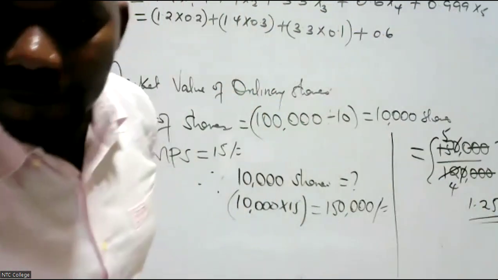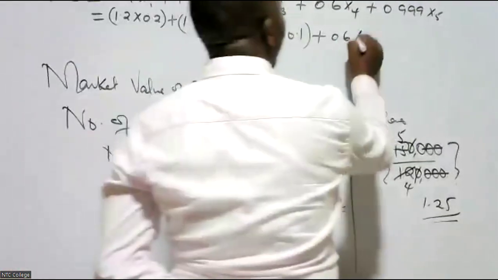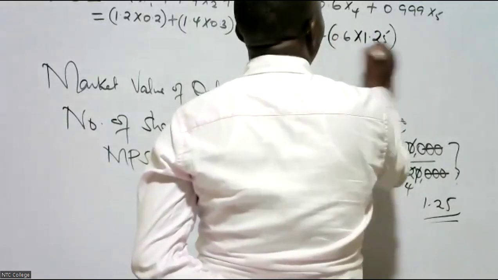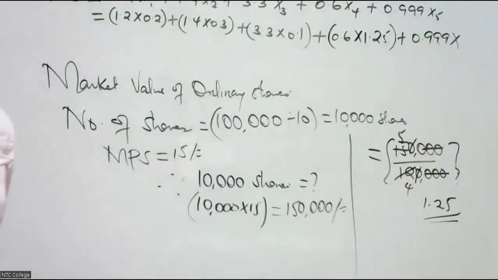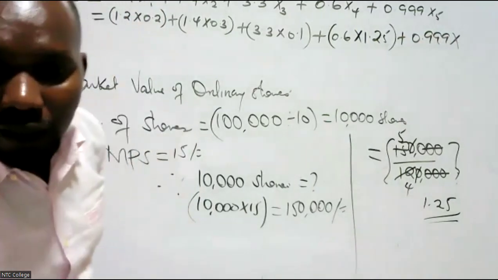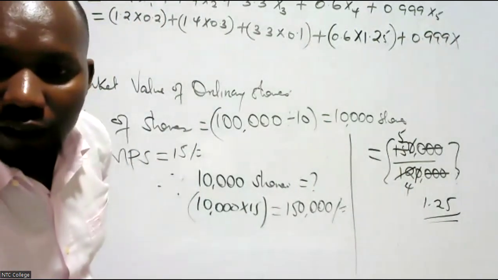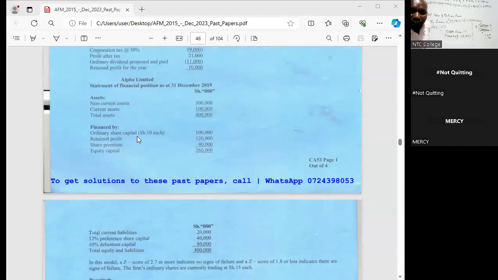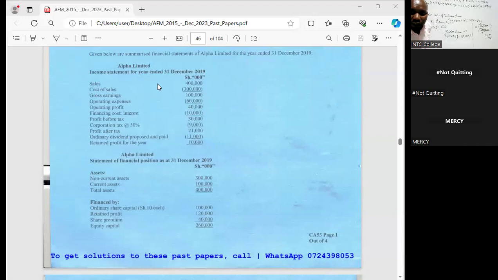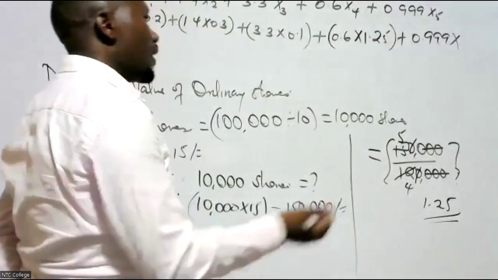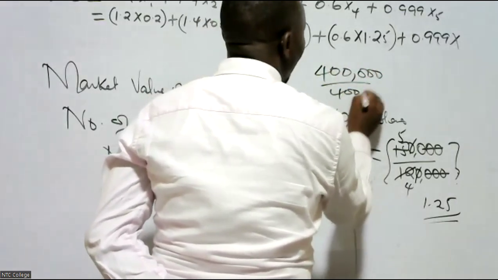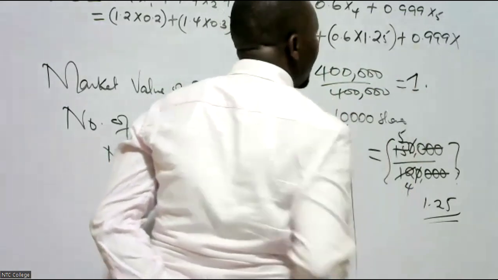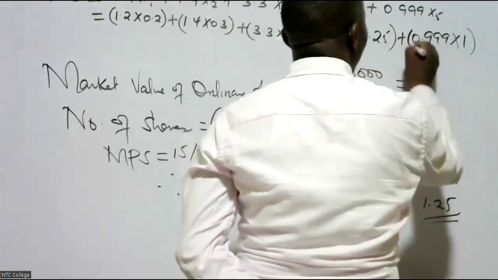Confirm if it is 1.25. You come here and write your 1.25 plus 0.999 times the sales all over total assets. So the sales value: you'll realize that sales are given here, that the total sales is 400. So we have our 400 all over 400. Total asset is 400, so our sales are 400,000 all over 400 total assets. This gives us something like a strong 1. So you have this one times 1.